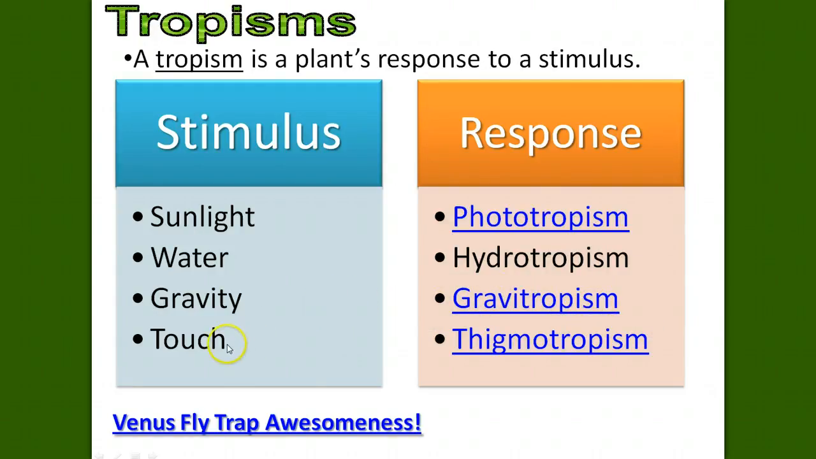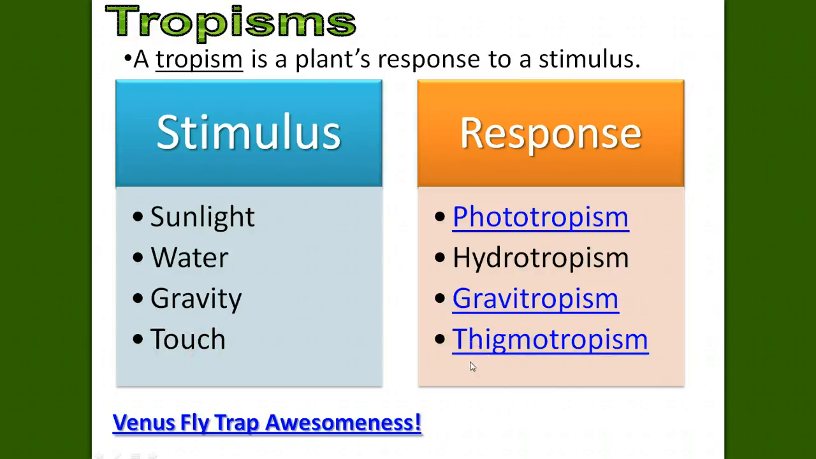And the last stimulus is touch. Look at the T and look at the H. When a plant touches another object, its response is thigmotropism. Now that is a very, very weird word. But I tell my students, touch starts with a T and it ends with an H. Thigmotropism starts with a T and has an H right after it. So you think touch, thigmotropism, touch, thigmotropism, T and H, thigmotropism.